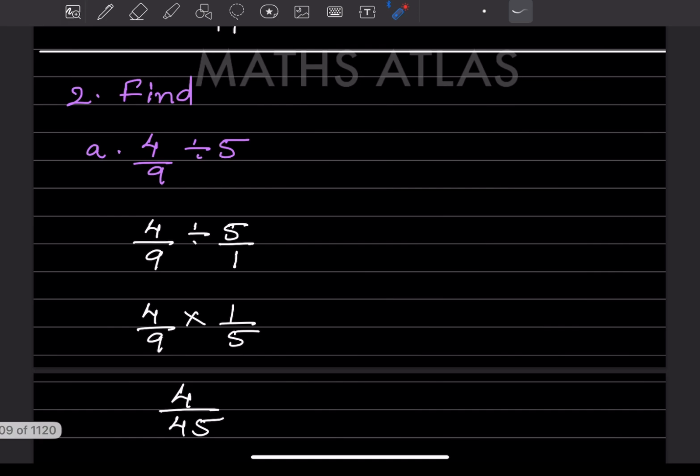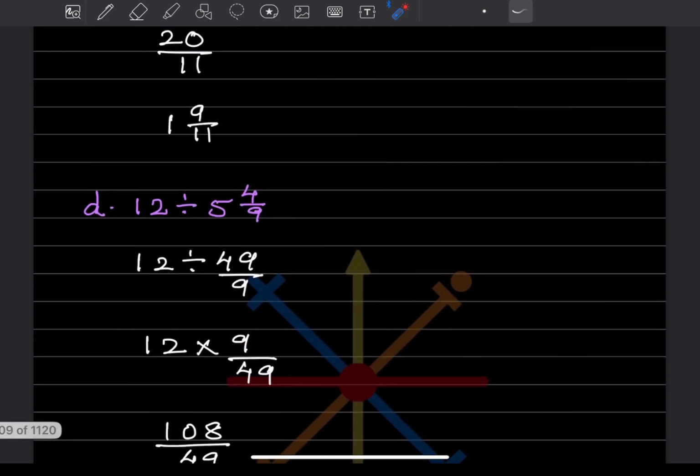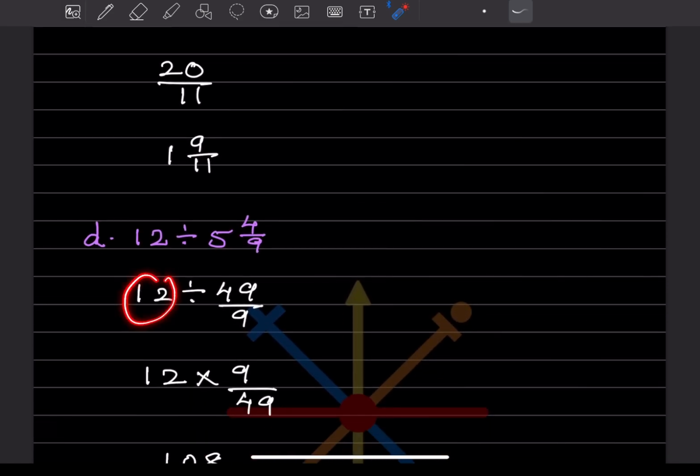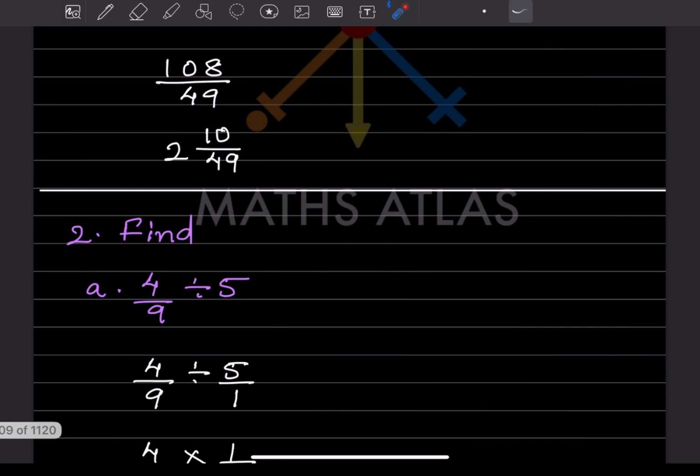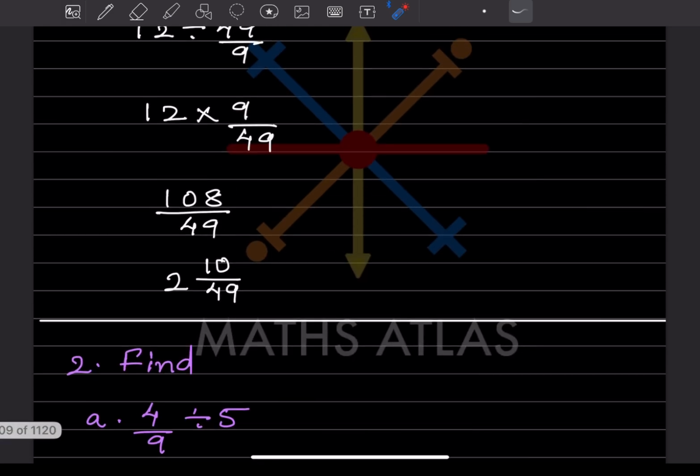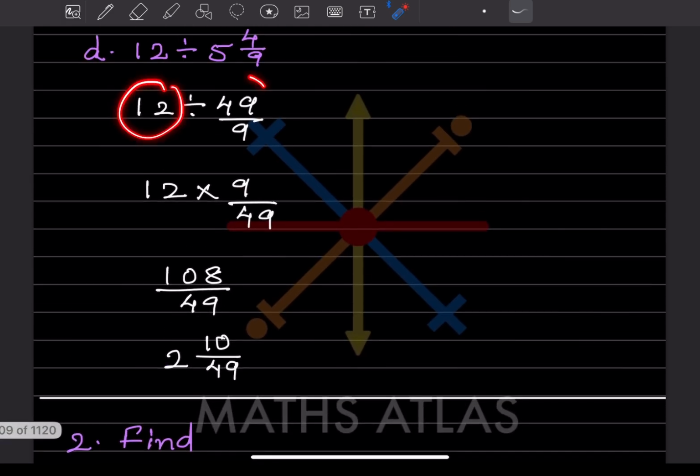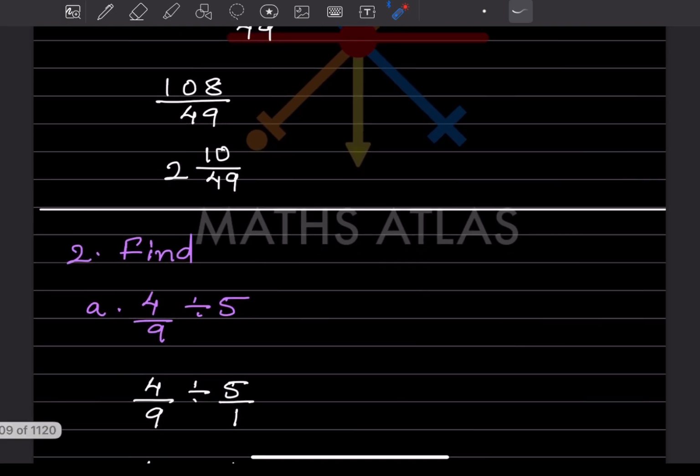Here again, what we are seeing is that this was a whole number and this was the fraction. The left hand side always remains the same, only the right hand side changes. Many of them get confused. Sometimes they say that because this is a whole number, that is not changed, and only because the fraction is changed, so that is not the case.